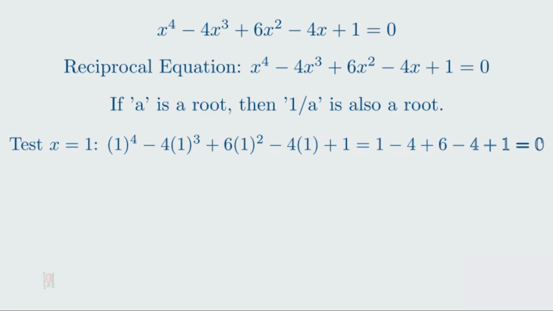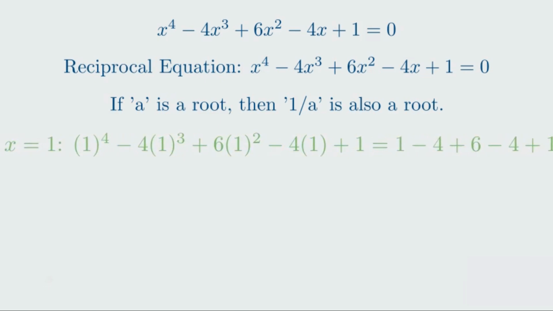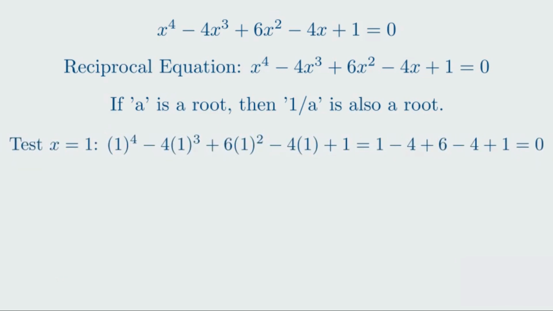Let's try x equals 1. It works! 1 minus 4 plus 6 minus 4 plus 1 equals 0. This confirms that x equals 1 is a root. And since it's a reciprocal equation, its reciprocal, 1 divided by 1, which is also 1, must also be a root. This strongly suggests that x equals 1 is a root with a multiplicity of at least 2. In other words, the term x minus 1 is a factor at least twice. So, our analysis tells us that x equals 1 is a root of this polynomial.